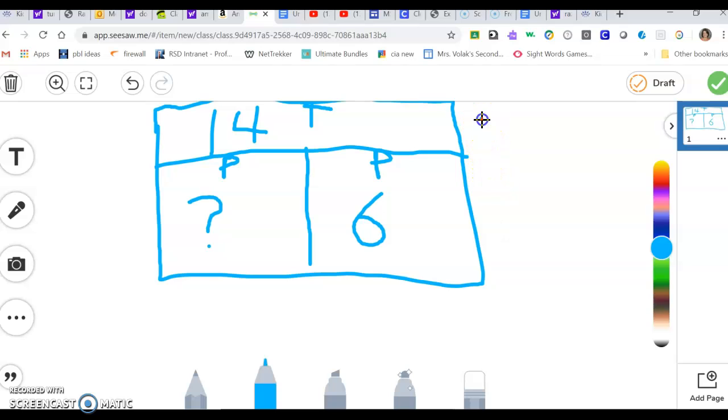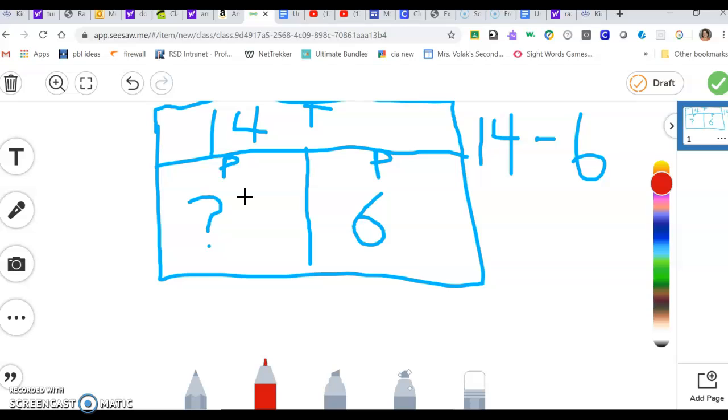Or you can say 14 minus 6 equals something. You should figure out what that information is. So let's say we're struggling and we need to figure it out. You can use your fingers. You can put 14 in your head and back up 6. Or you can put 6 in your head and count up till you get to 14.